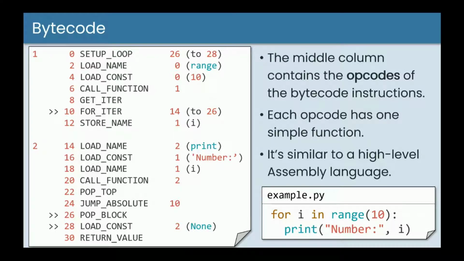Now, down the middle here is the most important part, which is the opcodes. These things like setup loop, load name, load const, call function, etc. We'll get into more detail about what each of those does in a minute, but as a general rule, they have one reasonably simple instruction that they do that's quite generic and reusable. They're similar to an assembly language if you've written in an assembly language before, but for the Python interpreter itself.